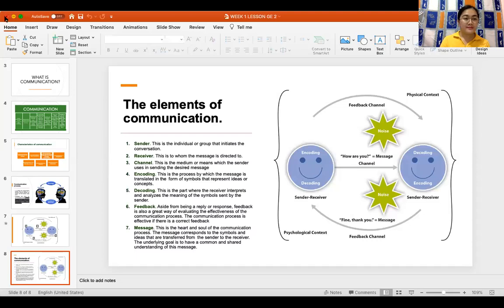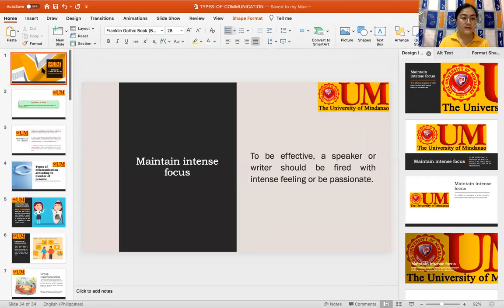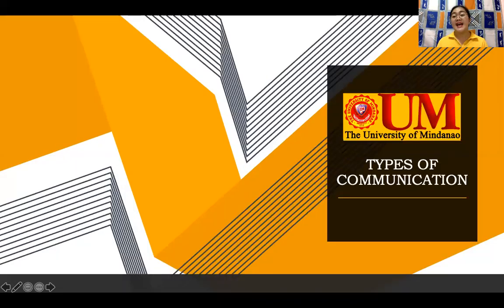So that ends. Now, let us have the next topic, or the lesson under the ULO B. It is all about the types of communication. Again, please do not forget the lessons in the ULO A, because all of these lessons are interrelated. Hence, understanding of the previous lessons is very vital to understand the succeeding lessons. So we will begin with types of communication.